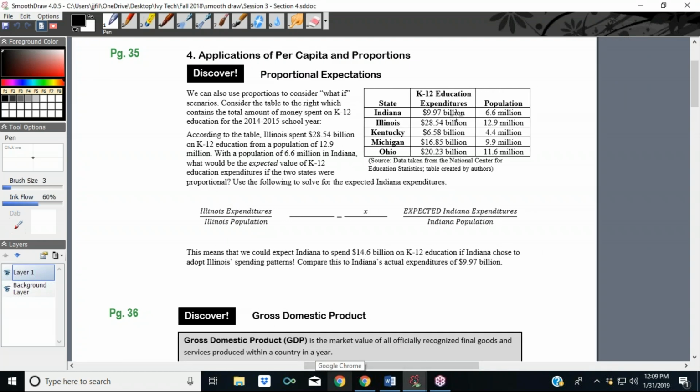And so we look at this chart, and we see that we already know the expenditures for Indiana, and that's not what we're looking for. We're looking for the expected expenditures. So we're going to predict the expenditures if it's proportional to Illinois. And so when it says if they're proportional, that means that for the other state, we're going to use all of their information.